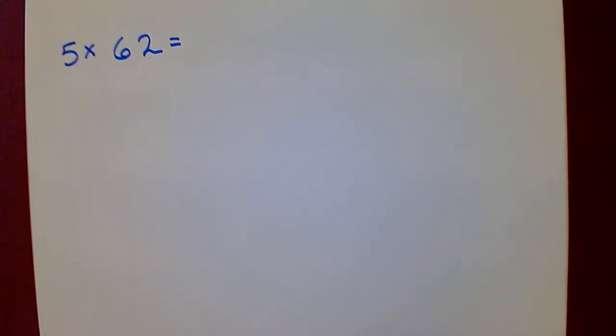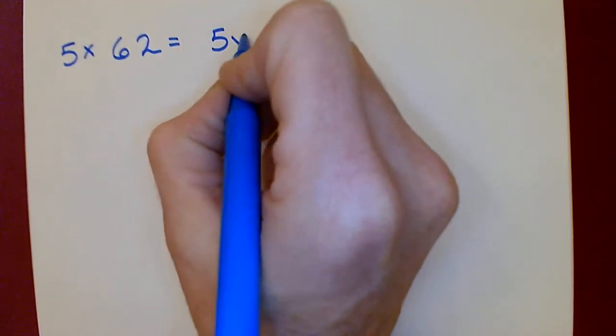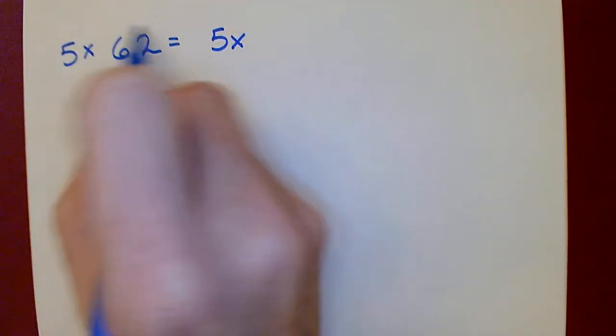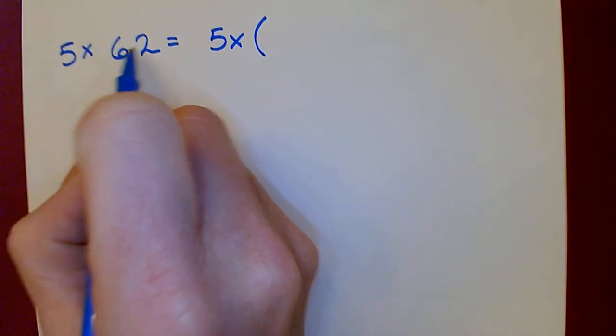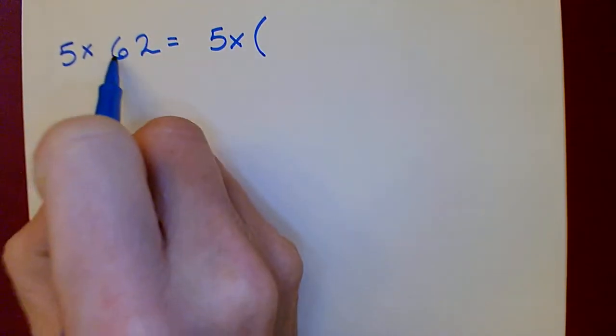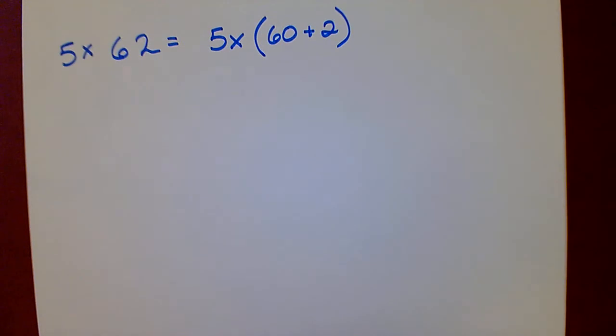So expanded form is the first part. So I'm going to keep my 5 times. I'm just going to go ahead and write that. But now I have to do 62, the bigger number, in expanded form. So again, it's just going to be 60 plus 2. So my tens, I have 60 plus 2. So that was the expanded form, right?